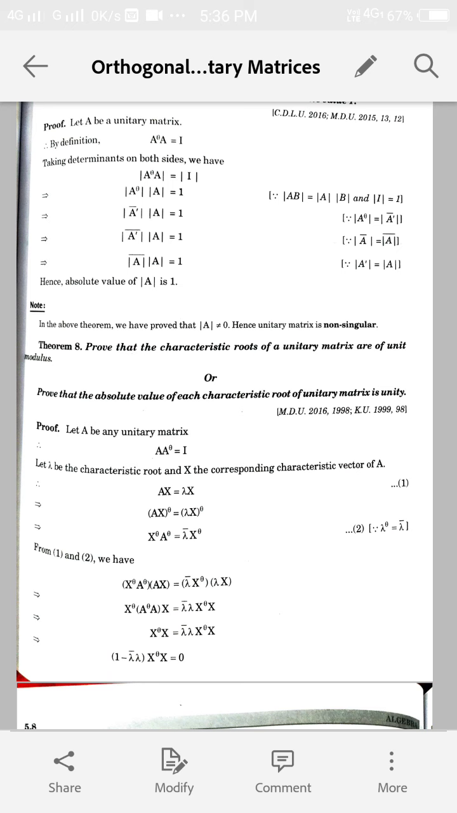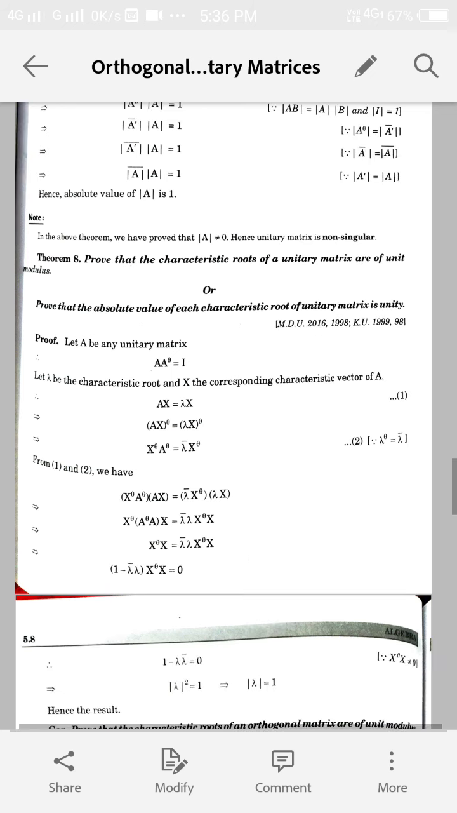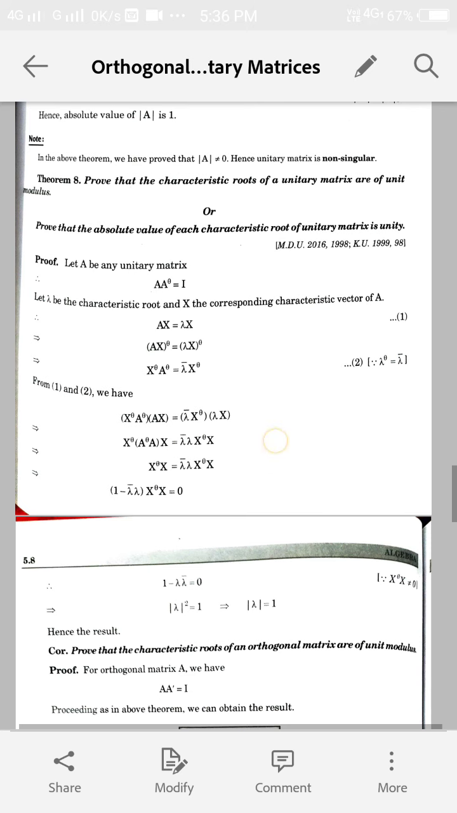Now combine on the left hand side A theta into A. We get A theta A is identity. So the left hand side will be x theta into x. And on the right hand side, lambda and lambda bar are scalars, so multiply these and put x theta into x. Now make the right hand side 0. So on the left hand side, we take x theta into x as common and we are left with the scalar 1 minus lambda bar into lambda. Because x theta into x is not equal to 0, 1 minus lambda bar lambda will be equal to 0.